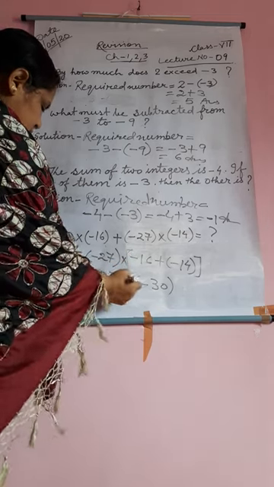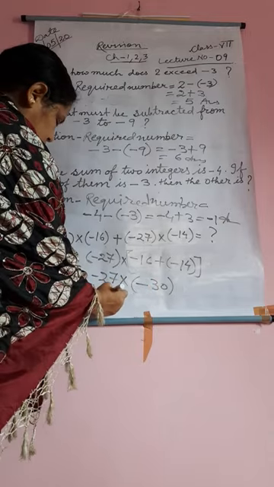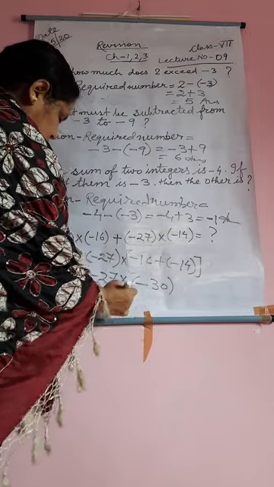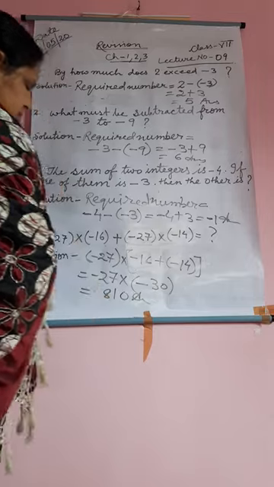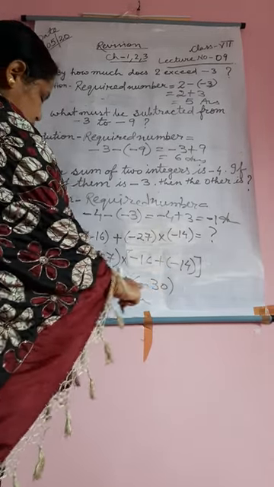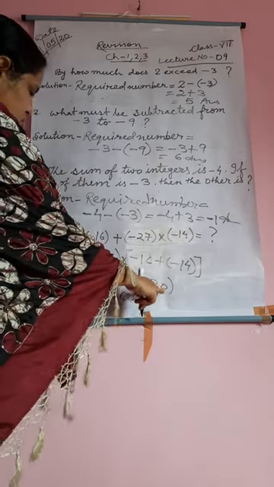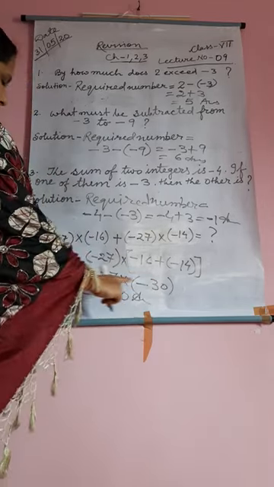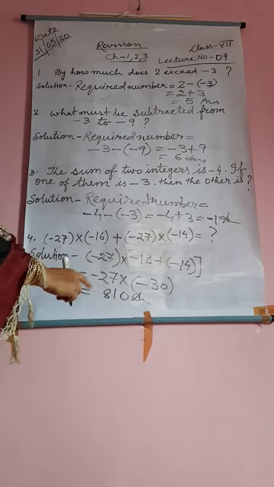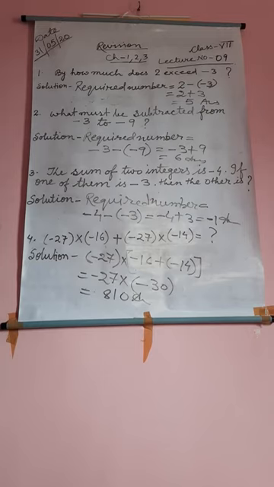Answer is minus minus multiply karenge to yahan plus sign hoga aur 810. 3 7s are 21, 1, 2 left. 2 3s are 6, plus 2, 8. 0. Last 2 digits are 0. Minus minus plus. Answer is 810. That's it.